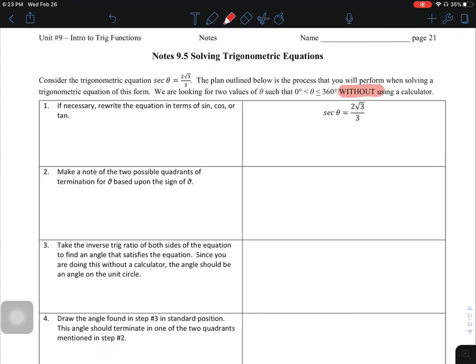If it says without a calculator, then that means the ratio you're given is from the unit circle. That means that theta is an angle that makes a special right triangle or a quadrantal angle. First piece of advice, write the equation in terms of sine, cosine, or tangent.